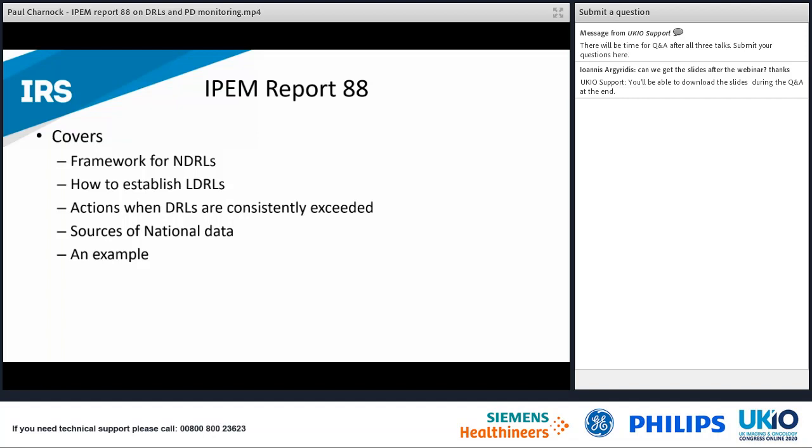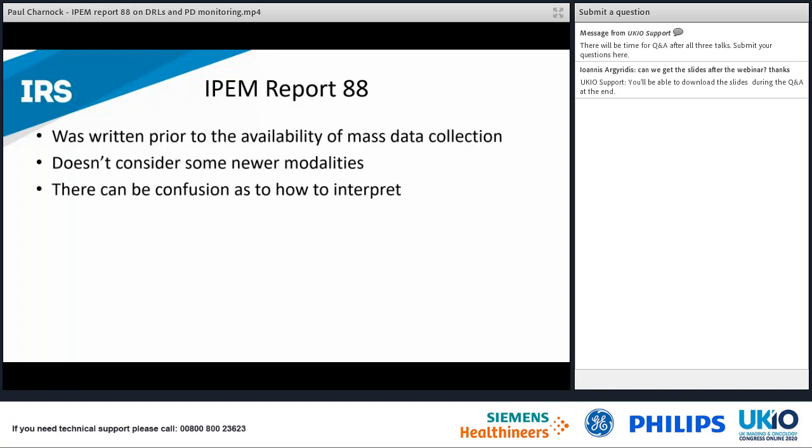So IPEM Report 88, it's a very good document, still pretty relevant. However, we have to accept that it was written back in 2004. This was before some of the methodology that we can potentially use today was available. For example, the availability of mass data from dose management systems and from RIS.